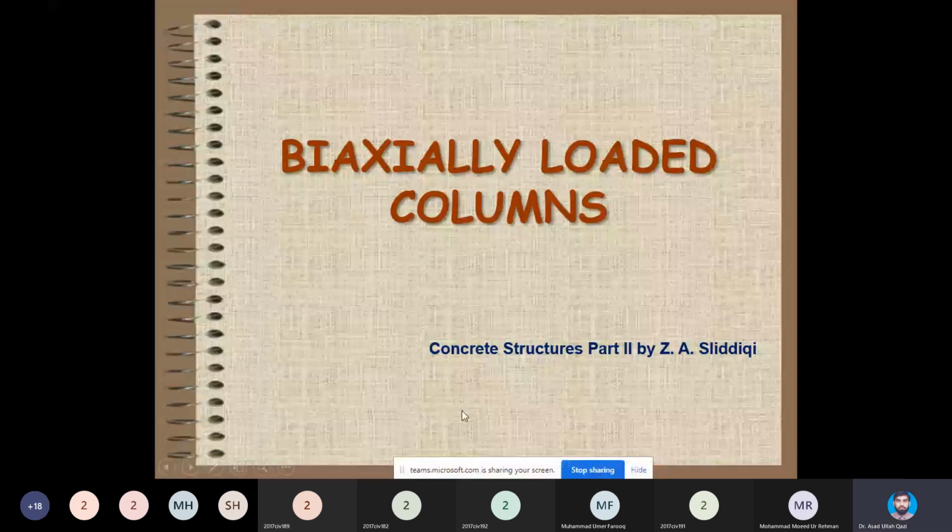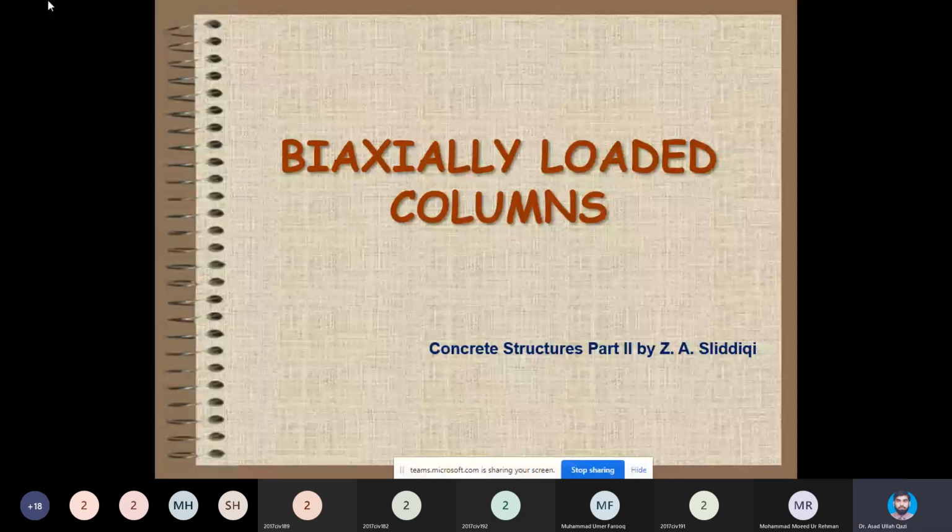So biaxially loaded column. Up till now we discussed columns under uniaxial bending. First we started with axially loaded column and then we discussed in detail columns under uniaxial bending. From today onward, I want to discuss biaxially loaded short columns.